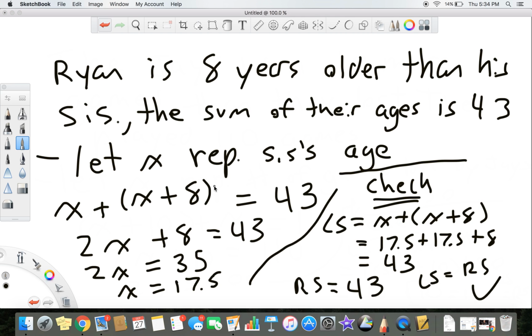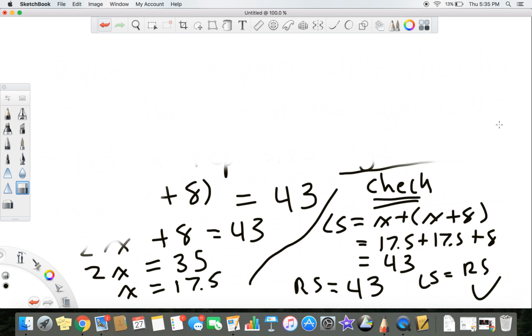And we could actually find out what Ryan's age is exactly because we know he's 8 years older than his sister. So all we have to do is find his sister's age, which we did, is 17.5. We just add 8 to it. So 17.5 plus 8 is 25.5 years old. So he's 25 and a half years old. Okay, we'll do one more.